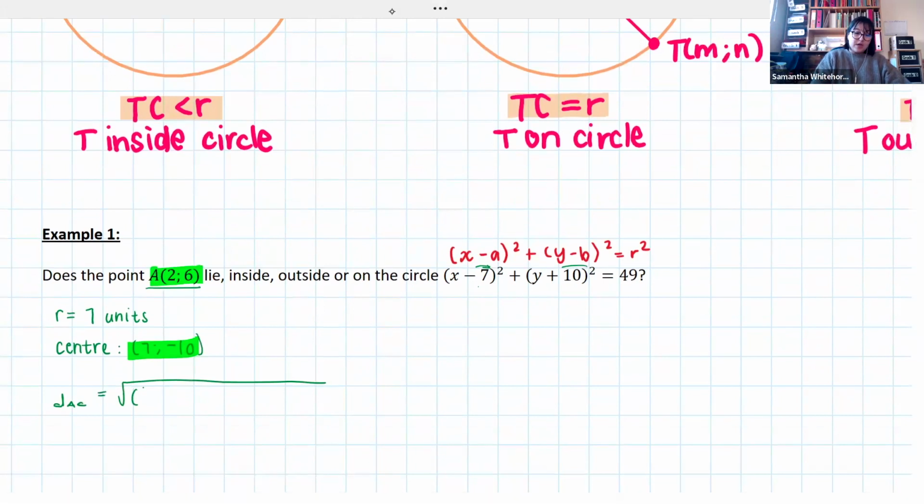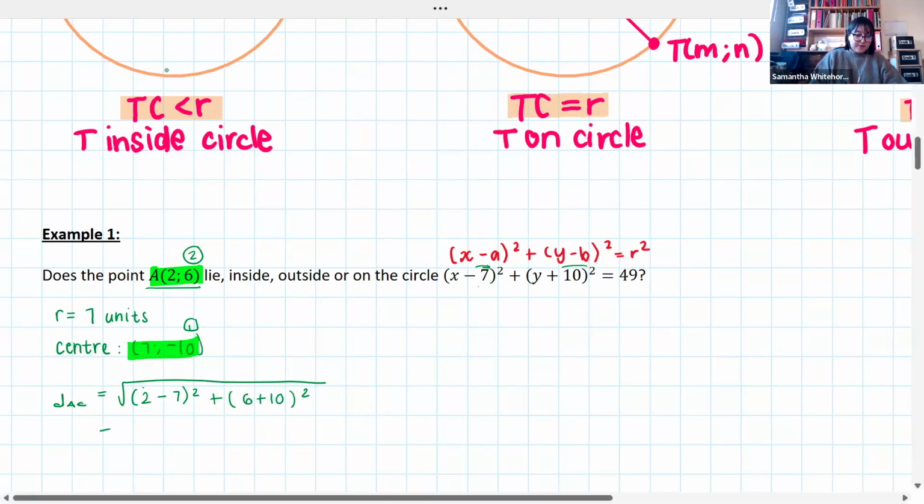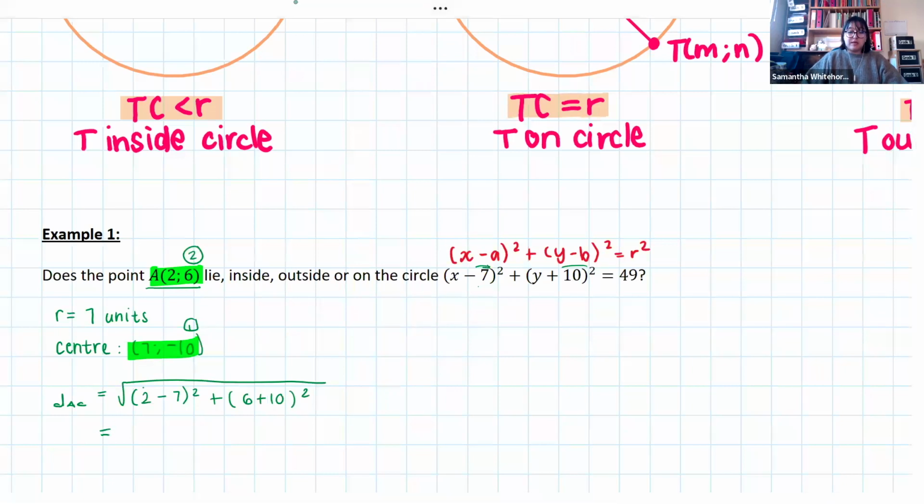So if this is point 2 and this is point 1, x2 is 2 minus 7 squared plus y2 negative 10 minus 6 squared. If you did it the other way around, that's absolutely fine. It makes absolutely no difference. Just make sure, obviously, you get your signs correct. Also, it would help if I put it in the right order. So this would be 6 plus 10. I do apologize. Right, you just put that into your calculator. You don't need to do anything more. I don't need to see your working out. This gives us 16.76 units.